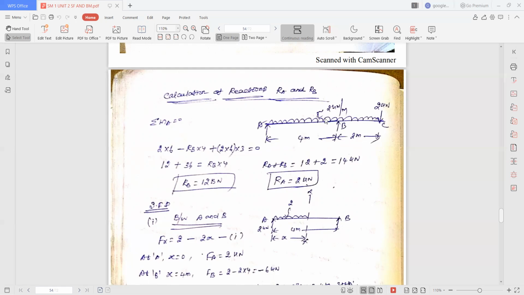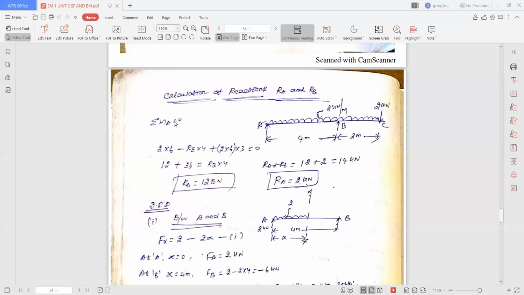Then plus this UDL load. UDL means you have to convert it to a point load. So 2 into the distance over which the UDL acts, which is throughout the 6 meter distance. Therefore this 2 into 6 is acting at the center of the beam. The center is 3 meter from the support A. So 2 into 6 is the point load, and the perpendicular distance is 3 meter from the center to the support. Therefore 2 into 6 into 3.